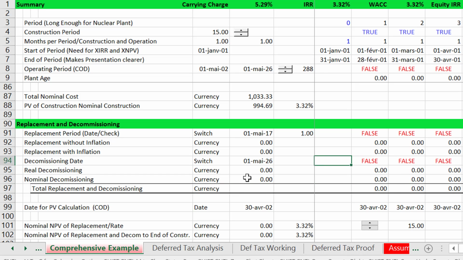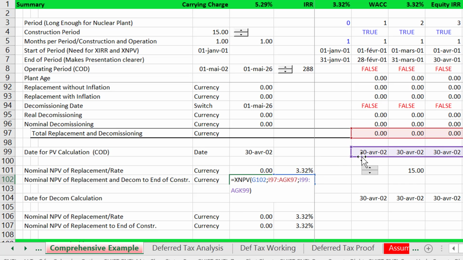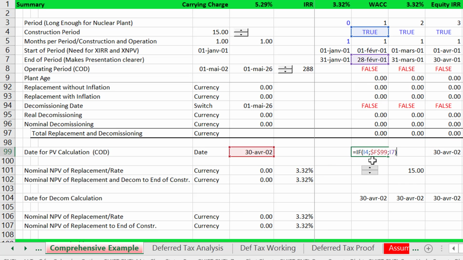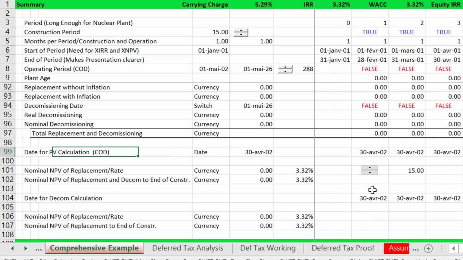Now we put the replacement cost in, and for all the replacement cost, we have to come up with an NPV of the replacement cost. The way it works is we take that to COD, and you do a little trick where you put a little if statement: if it's the construction period, you just leave it on the period right before the construction period. You notice all these periods are the same, and then you increase it after that.